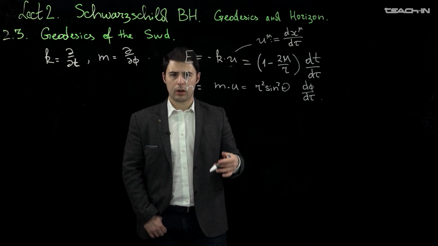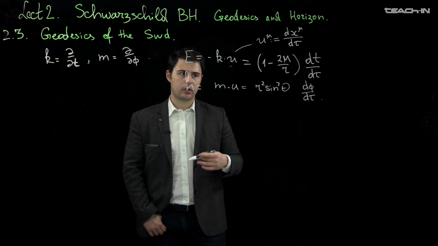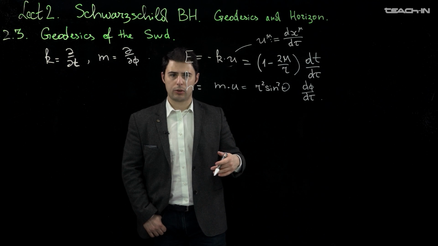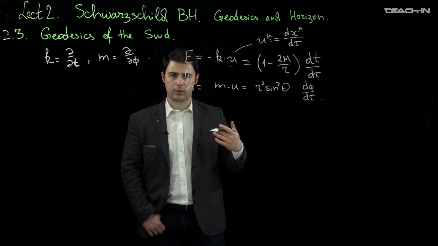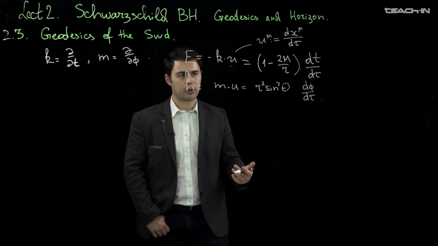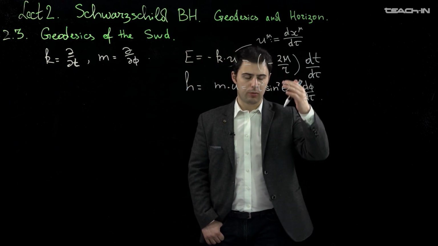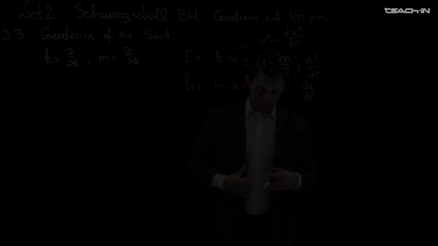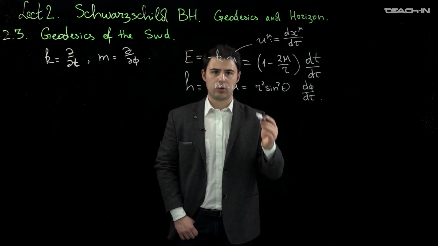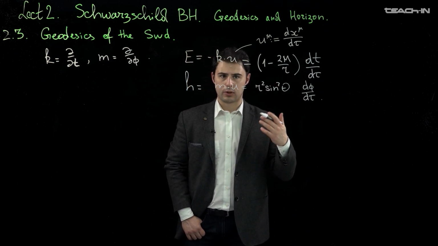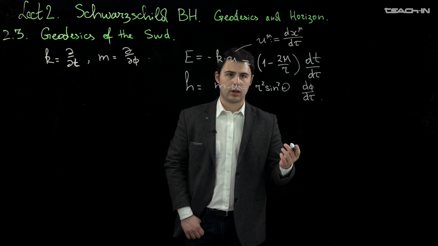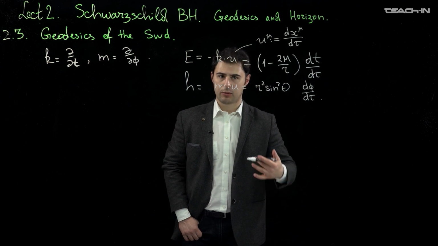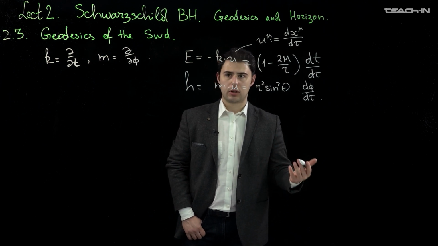Of course, if you consider null geodesics, these two conserved quantities don't have direct physical meaning, because we have the freedom of reparametrizing the affine parameter tau.